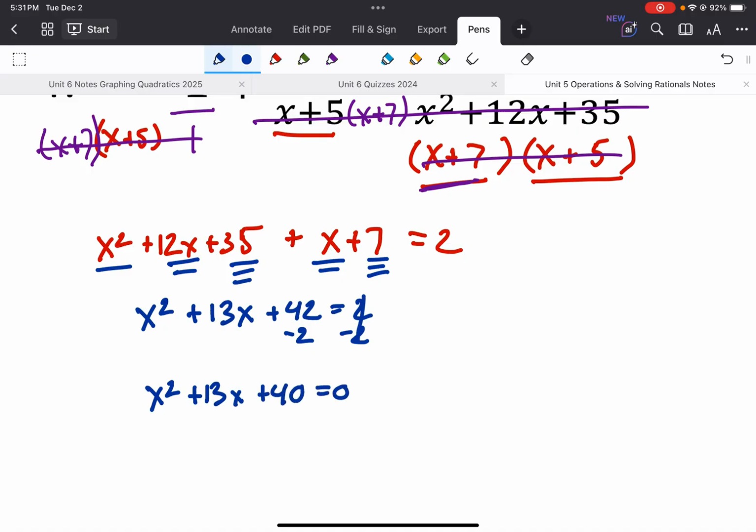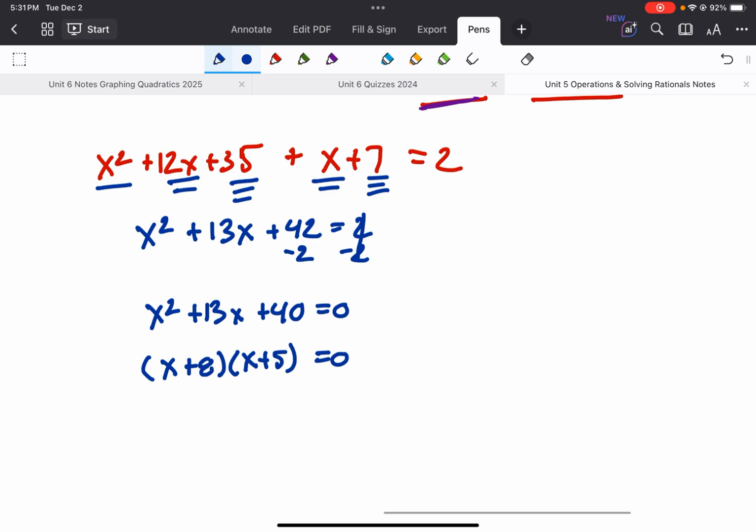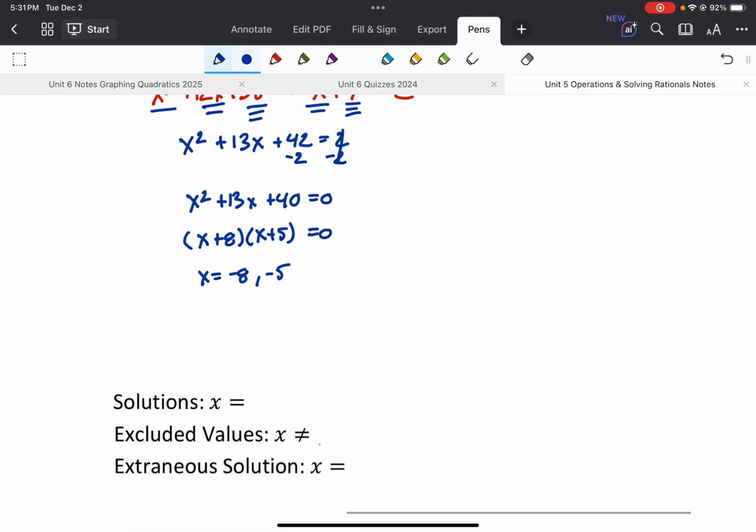All right, that was a beast, but you got it. Okay, and then we need to factor what multiplies to 40 and adds to 13. So that would give us x plus 8 and x plus 5, because 8 times 5 is 40, and 8 plus 5 is 13. All right, so then our solutions would be -8 and -5. So let's write those down.